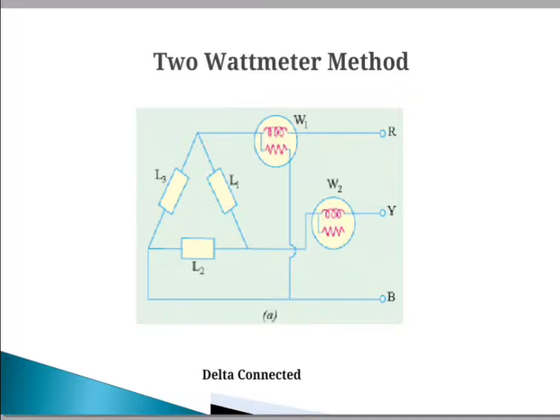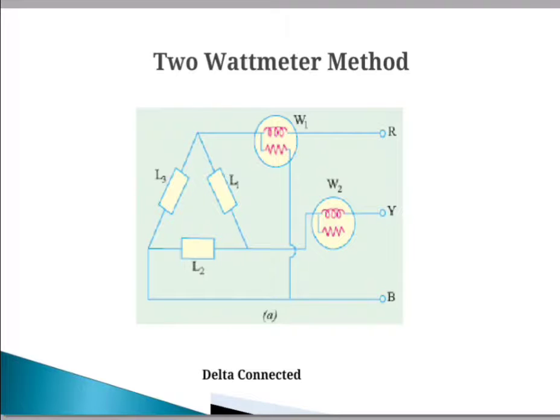Then measurement of power in a three-phase circuit when the load is delta connected. The wattmeter W1 current coil is connected in series with the R phase, and the pressure coil M and C terminals are shorted, and the V terminal is connected to the B phase. The second wattmeter is connected in the Y phase, and its V terminal is connected to the B phase. Sorry, the connection is not shown here. You understand that? Then we have to measure the readings of the wattmeters.